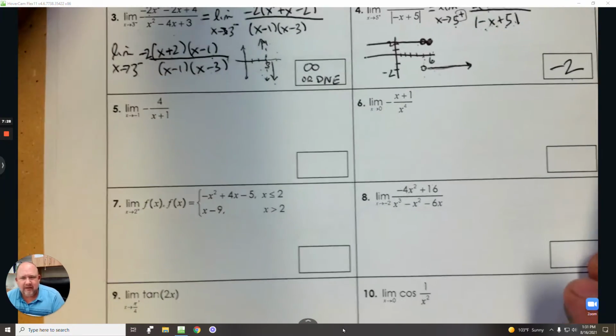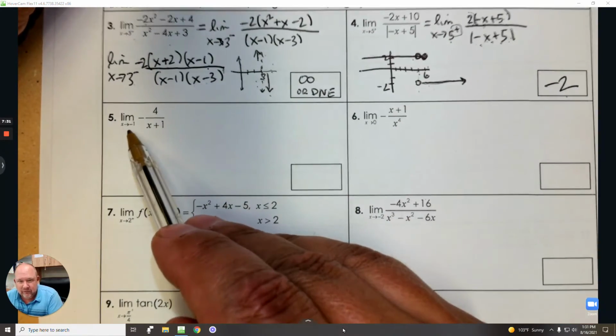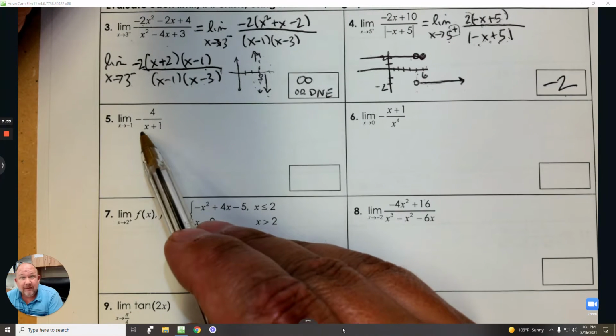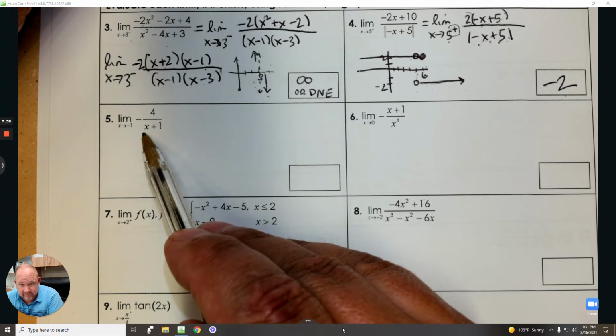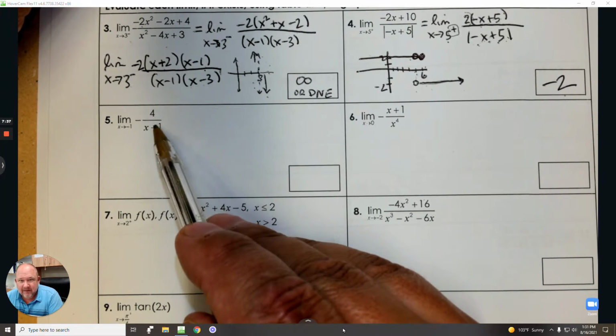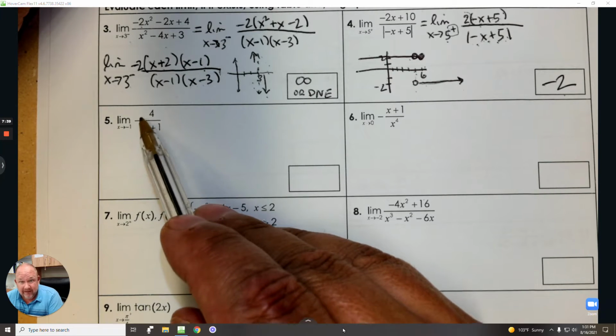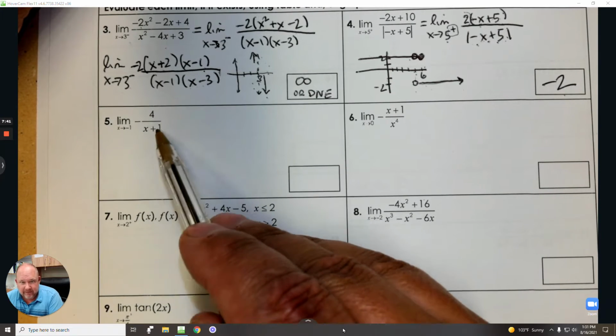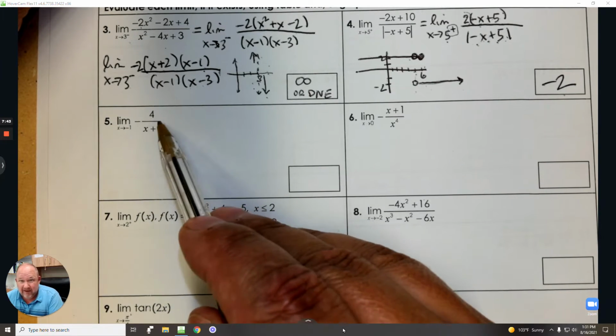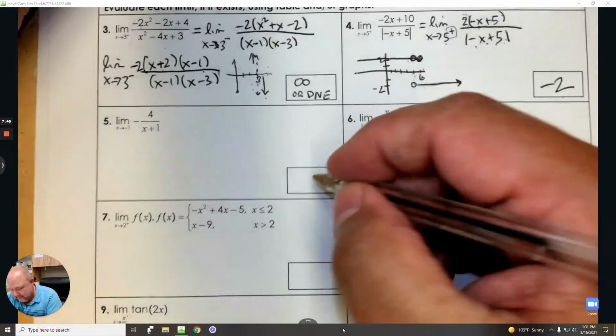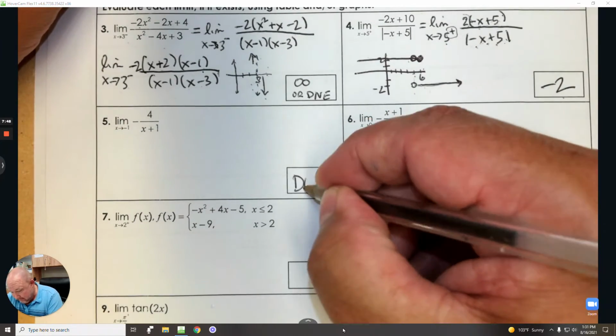All right, these are going to get easier. The limit as x approaches negative 1 of this. Now, when I plug in negative 1 plus 1, you can see that it's 0, but it's not indeterminate, meaning it's not 0 divided by 0. So negative 4 divided by 0 is undefined. That means this limit does not exist.